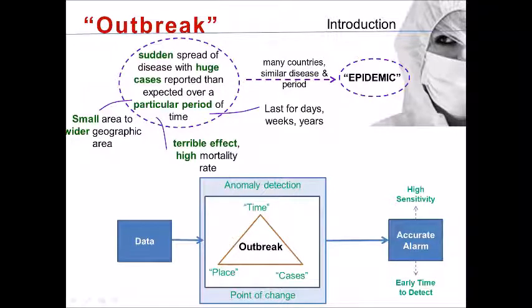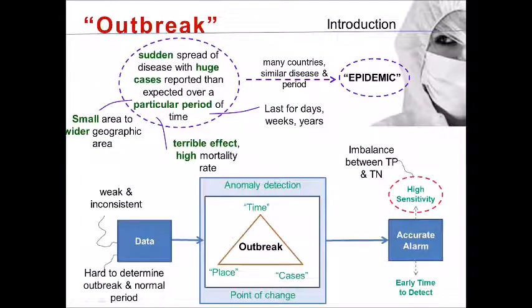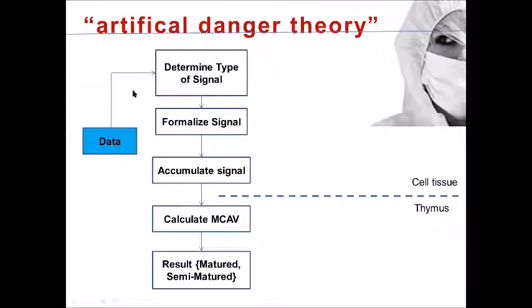So this is anomaly detection. We want to detect the outbreak. If there is a significant, not normal pattern, then it will produce an alarm. This is how we extracted a model from data. We determine the type of signal, formalize the signal, accumulate the signal, calculate the MCAV, the multi-context value, then classify whether it is an anomaly or non-anomaly.